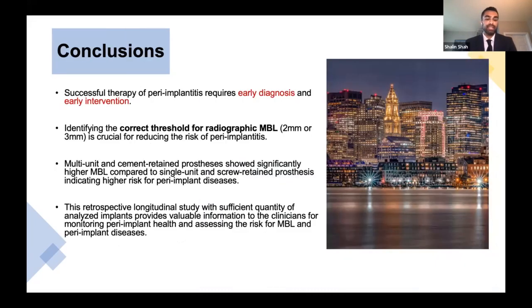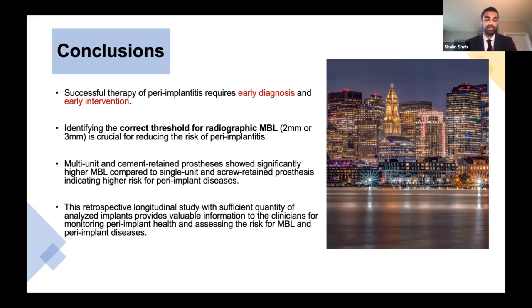So in conclusion, the data indicates that modifying the MBL threshold from 2 millimeters to 3 millimeters might underestimate the number of implants that demonstrate pathologic MBL, a number that dropped from 157 implants out of 403 to 49. And based off what we saw in our results, multi-unit and cement retained prostheses showed significantly higher MBL compared to single unit and screw retained prostheses, indicating higher risk for peri-implant diseases.